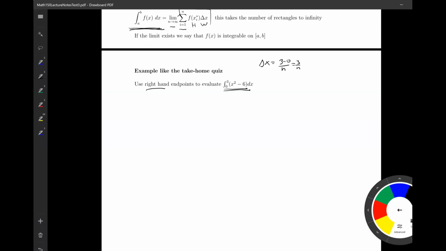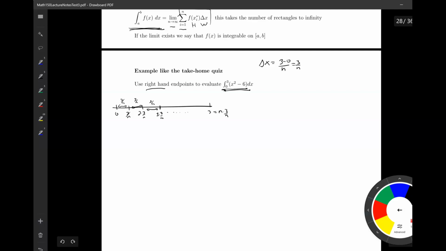Next, I want to make a number line to talk about. It's going from 0 to 3. Each of my rectangles has width 3 over n, so this x value will be 3 over n. Then if I make another rectangle of width 3 over n, this will be 2 3 over n's. Then this is 3 over n's, dot, dot, dot. And this is getting us to 3, so that's going to be n 3 over n's.